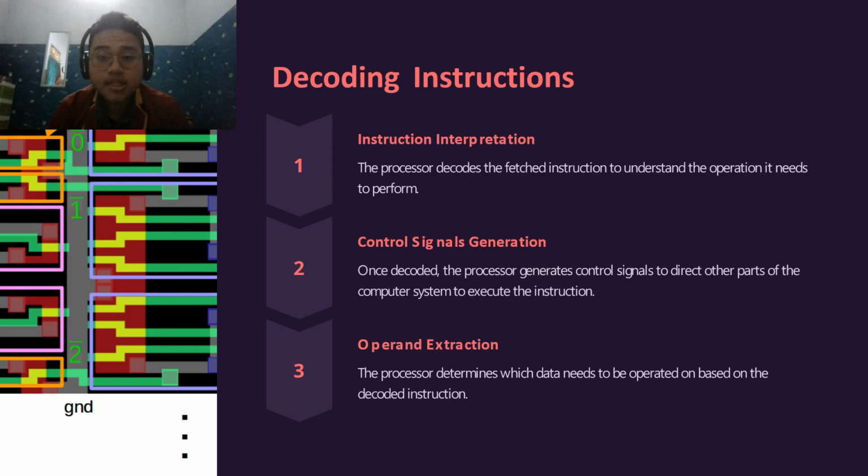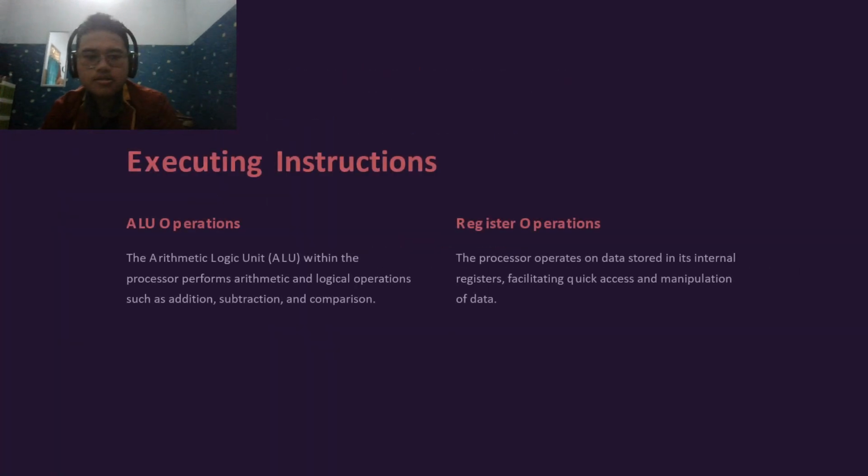Number two is control signal generation. As it decodes, the processor generates control signals to direct other parts of the computer system to execute the instruction. And then the next one is operand extraction. The processor determines which data needs to be operated on based on the decoded instruction.